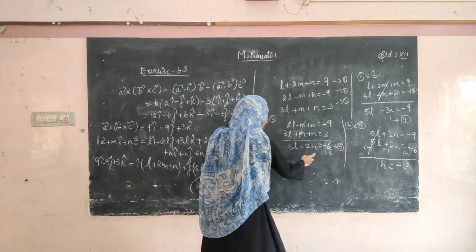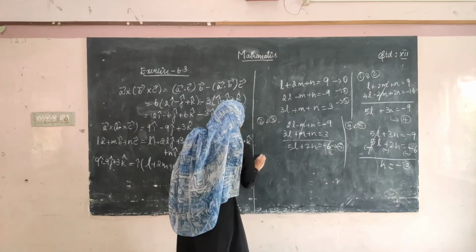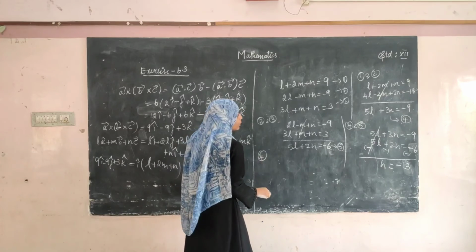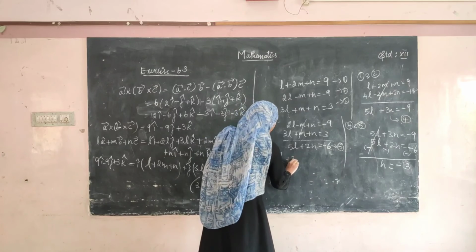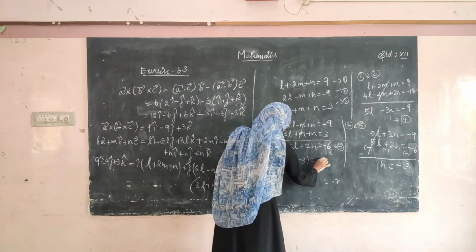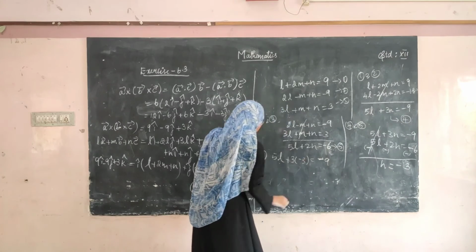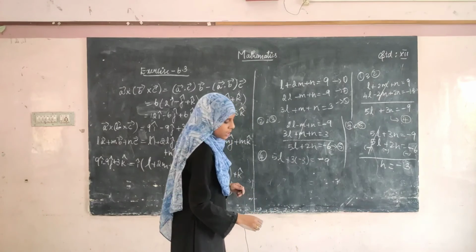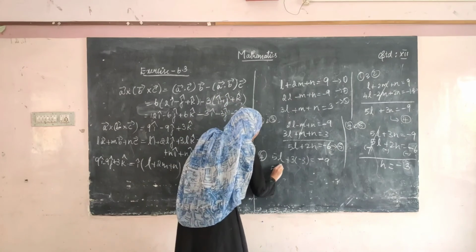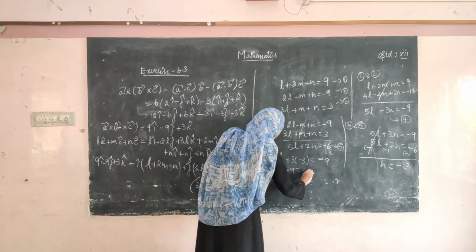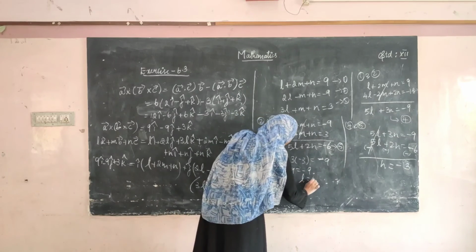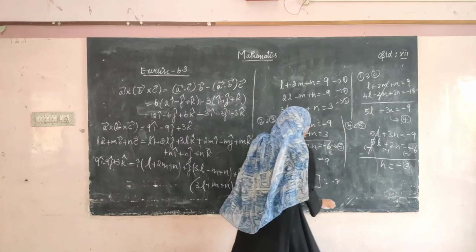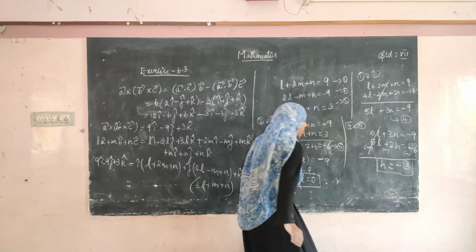Now substitute n is equal to minus 3 in 4. So 5 into L plus 3 into minus 3 is equal to minus 9. Minus 9. So 5L is equal to minus 9 plus 9, so 5L equal to 0. So the value of L equal to 0. The value of N equal to minus 3.